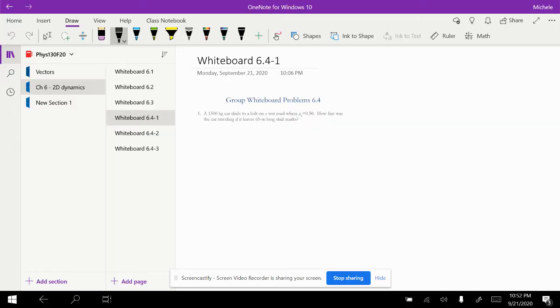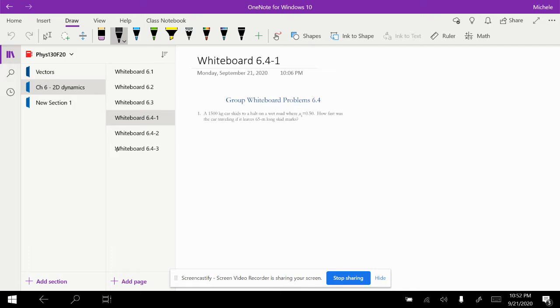Okay, in this problem, we have a 1,500 kilogram car that skids to a halt on a wet road where mu k, the coefficient of kinetic friction, is 0.5, and it wants to know how fast the car was traveling if it leaves 65-meter long skid marks. Okay, so the first thing we want to do is draw a picture.